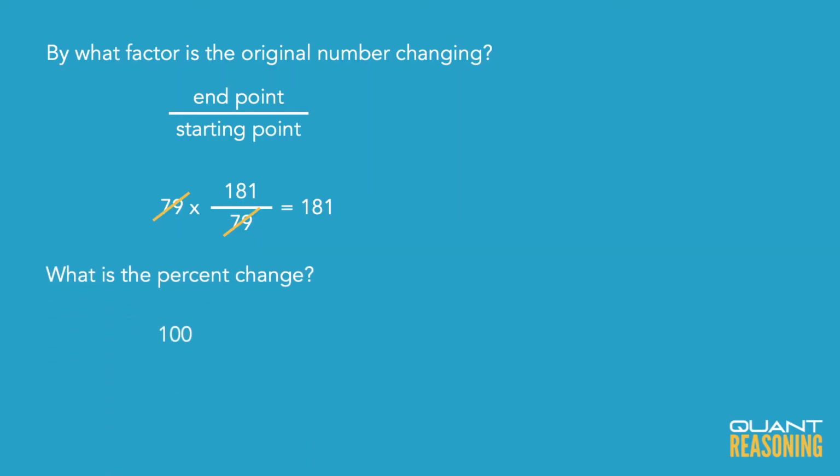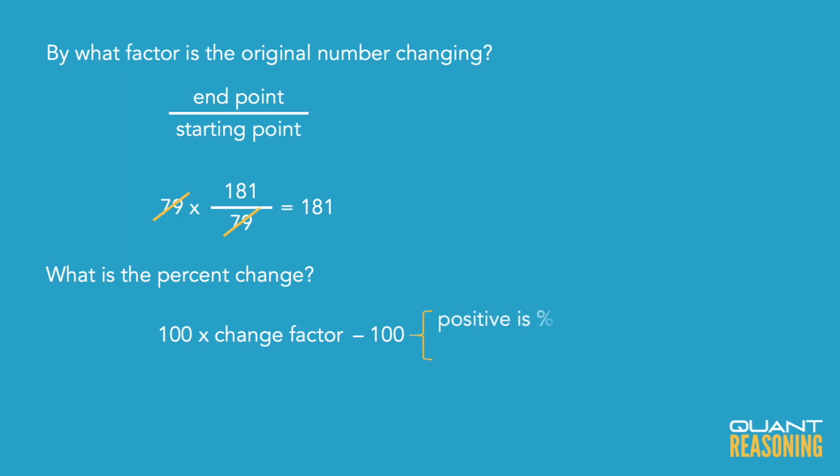So 181 over 79. Once we've established the change factor, if we're interested in percent change, it's very easy to translate into percent change. All you have to do is take 100 as your base, as your starting point, multiply that 100 by the change factor, and when you're done, subtract back out that 100, that starting point, and that will give you the percent change. If it's a positive number, that's a percent increase, and if it's a negative number, that's a percent decrease.